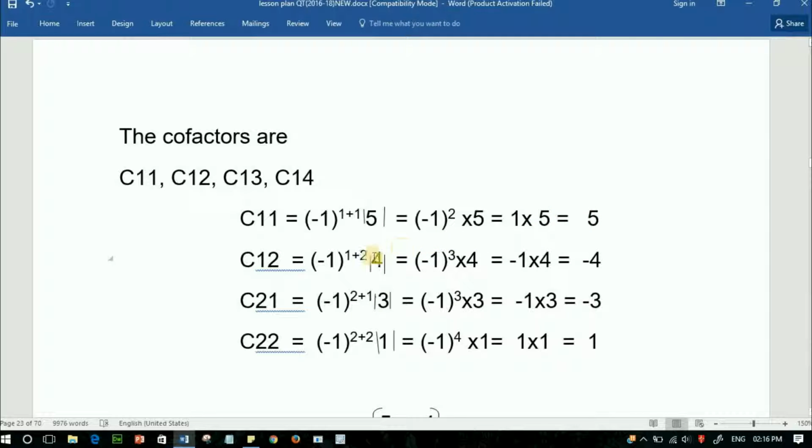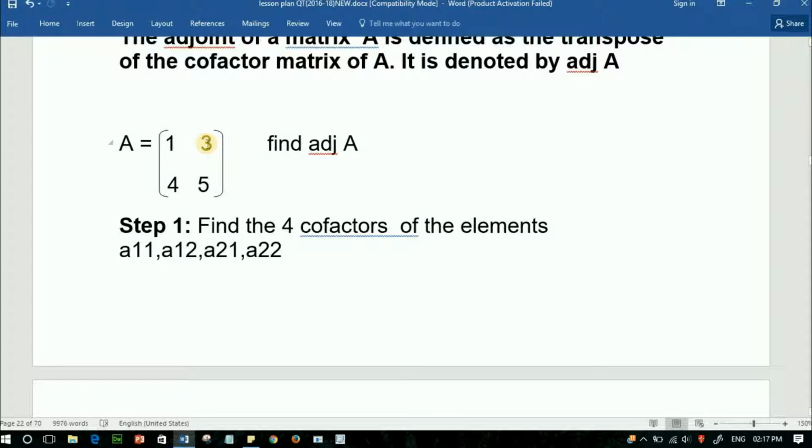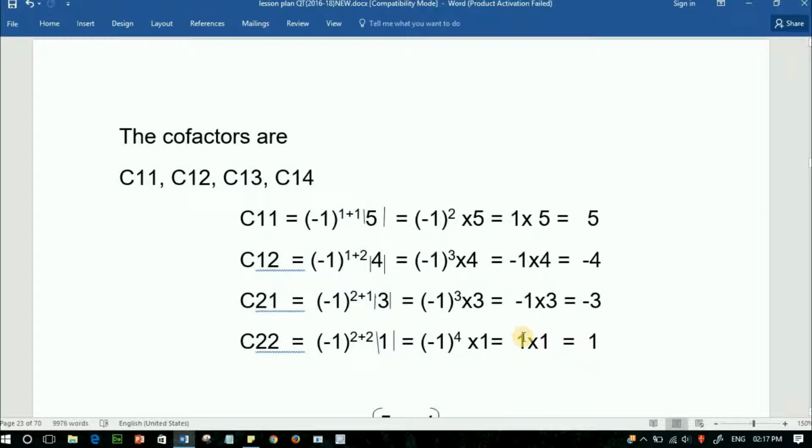Similarly, C12 is equal to minus 1 raised to 1 plus 2. We are suppressing the row and the column containing 1, 3, and the remaining subdeterminant is the determinant 4. The value of the determinant 4 is 4 itself, because for a 1 by 1 matrix the determinant is the same value. That is minus 1 the whole cube, 1 plus 2, into 4, that is equal to minus 1 into 4, which is equal to minus 4.